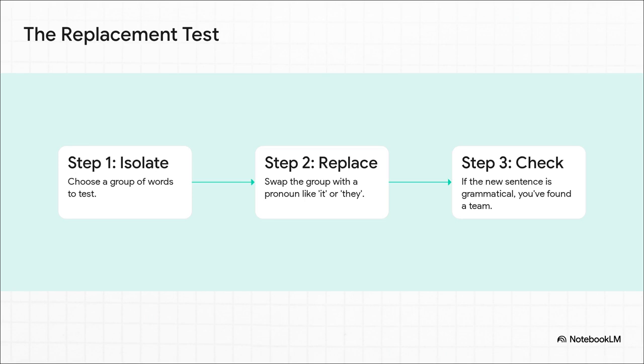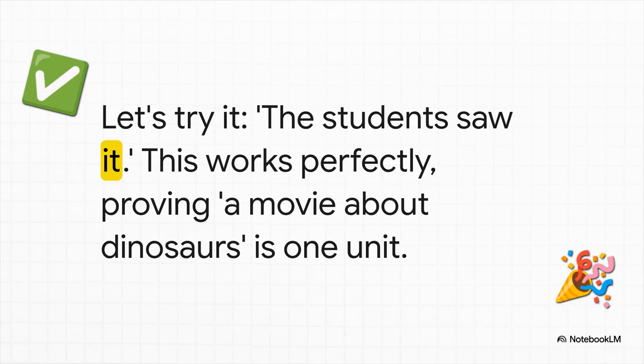Well, linguists have this awesome, super simple tool called the replacement test. All you do is take the group of words you're looking at and try to swap the whole thing out for a single pronoun, like it or they. If the sentence still works, boom, you found a word team. So let's run the test. The students saw it. Yep, that works perfectly. This is real proof that our brains don't just see 5 random words there. It sees one single functional thing, a movie about dinosaurs.